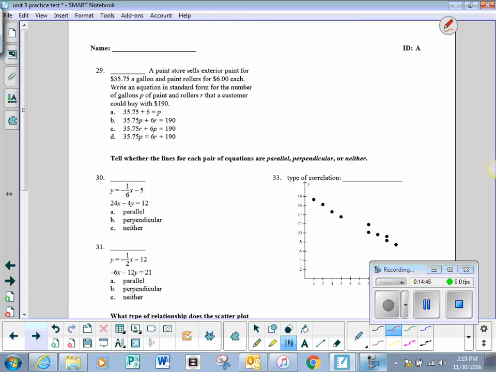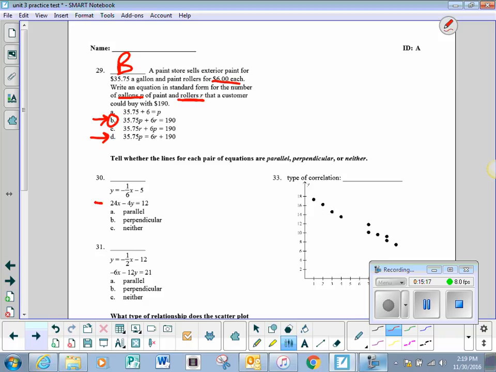All right, next page. Paint store sells exterior paint for $35.75 a gallon, and gallons are P. So 35.75 times P has to be either B or D. Paint rollers for $6 each. How many paint rollers am I buying? R. Okay? $6 each. So I'm adding the price of the rollers. The total price is this. So that's B.